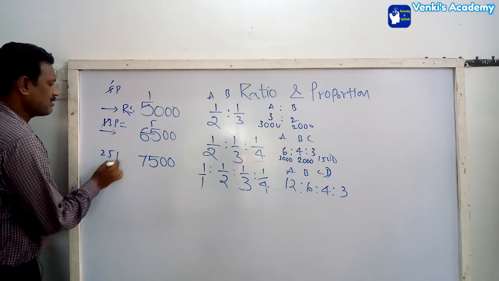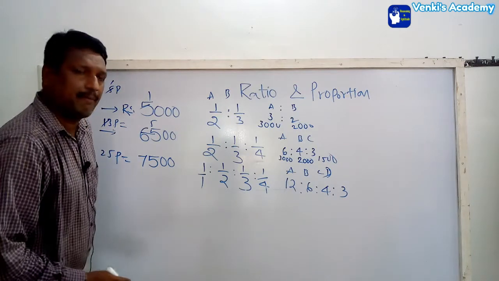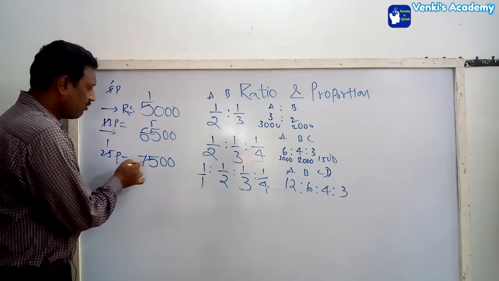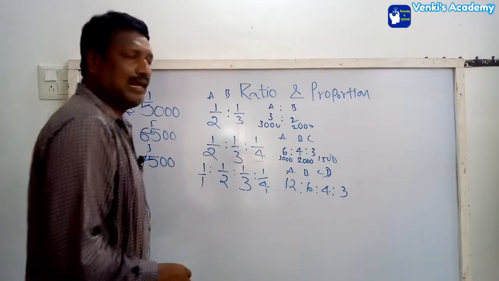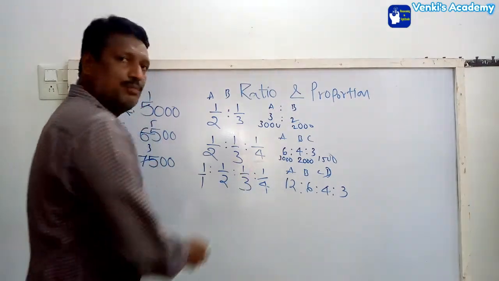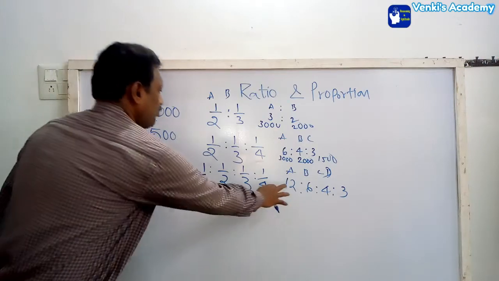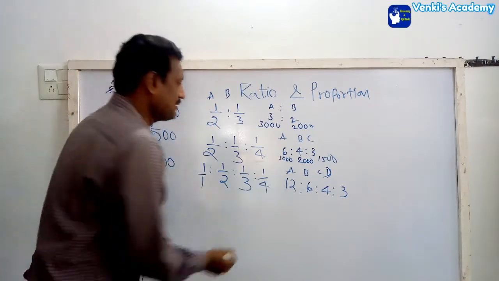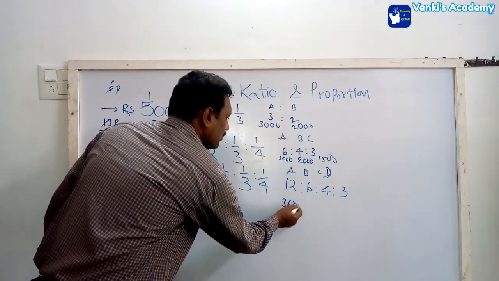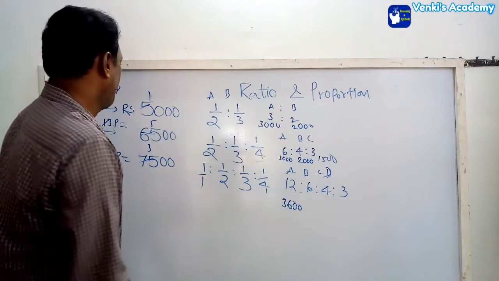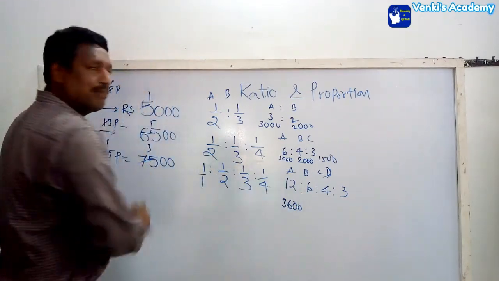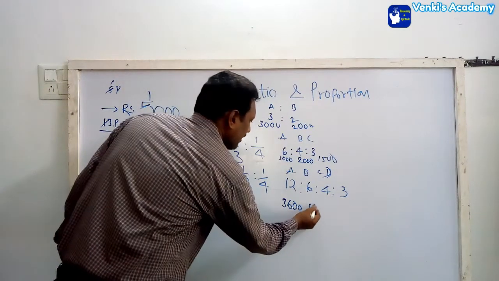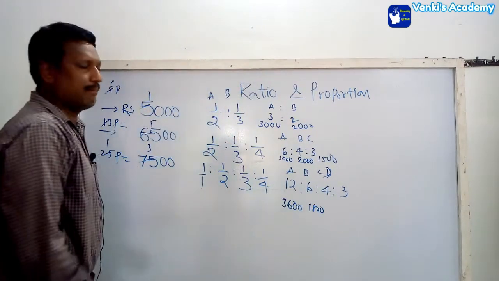The 25 parts equal 7,500. Now 25 ones are 25, 25 3s are 75. 1 part equals 300. So 1 part equals 300, which means now we can distribute for each person. 12 3s are 36, that means 3,600. The share of A. Now 1 part is 300. 300 into 6, that means 6 3s is simply 18. The 18 means 1,800. The share of B.